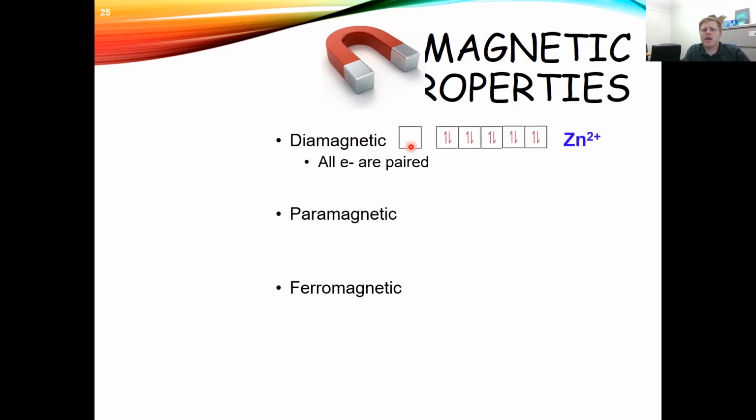The first is diamagnetic, and in a diamagnetic material, all of the electrons are paired. So zinc 2+ is a good example of this. And interestingly, diamagnetic, this is what we usually think of as not magnetic, right? A way to remember that: di, or dia, means 2, which you can associate with paired. The other is dimagnet, as in it's a dead magnet, as in it's not a magnet. It's one way I remember it.